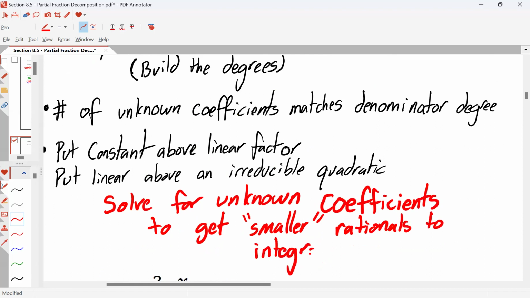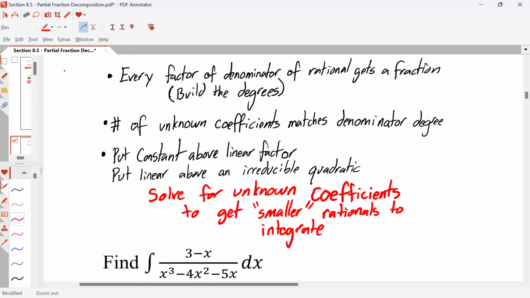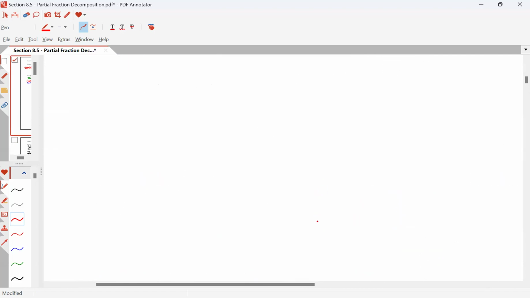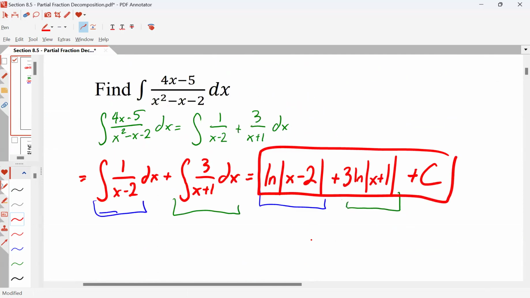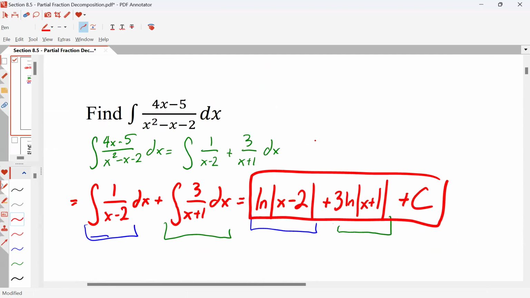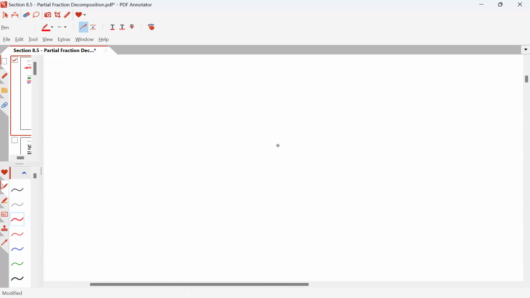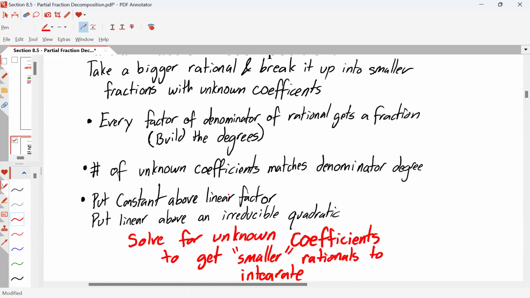So let's look at an example. The whole process in general is trying to take something bigger, like this 4x minus 5 over x squared minus x minus 2, and work backwards. So we're ultimately going to work backwards through this line to find these values. So that's the process we're going through. So let's look at this first example.